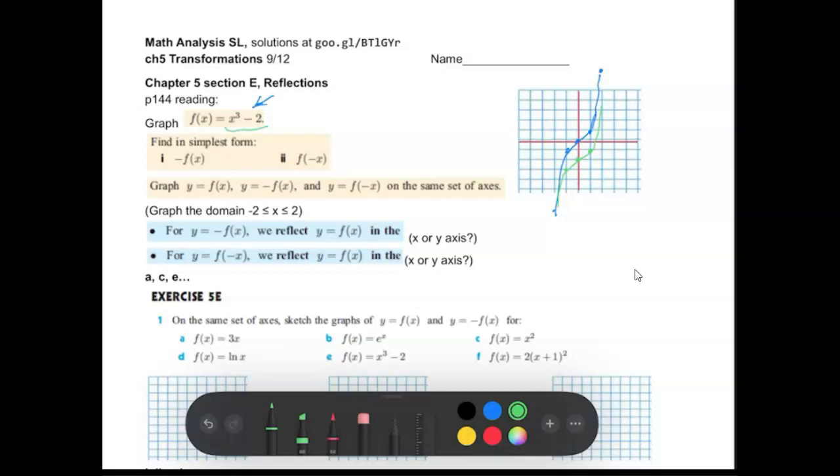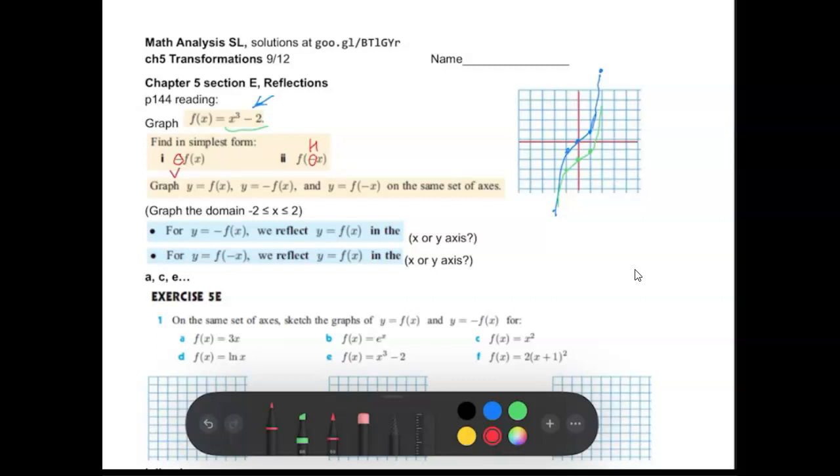And now we're going to look at reflections, okay? So reflections are not too difficult. It's just something that you need to memorize, just one little detail. Do you see how there's two kinds of reflections? One of the reflections has the negative on the outside and one of them has the negative on the inside. Well, remember, when you have any kind of adjustment on the inside of the parentheses, it's horizontal. And whenever you have some kind of adjustment on the outside, it's a vertical transformation.